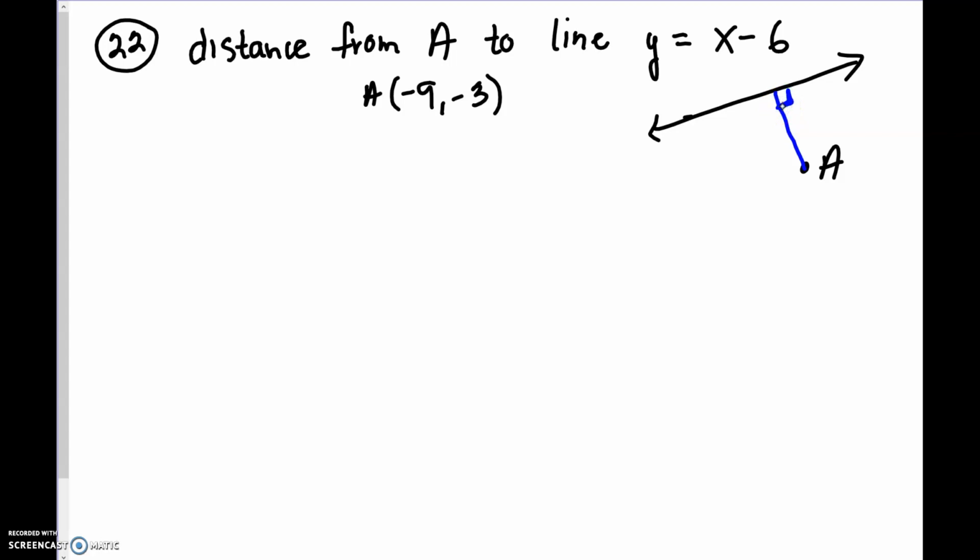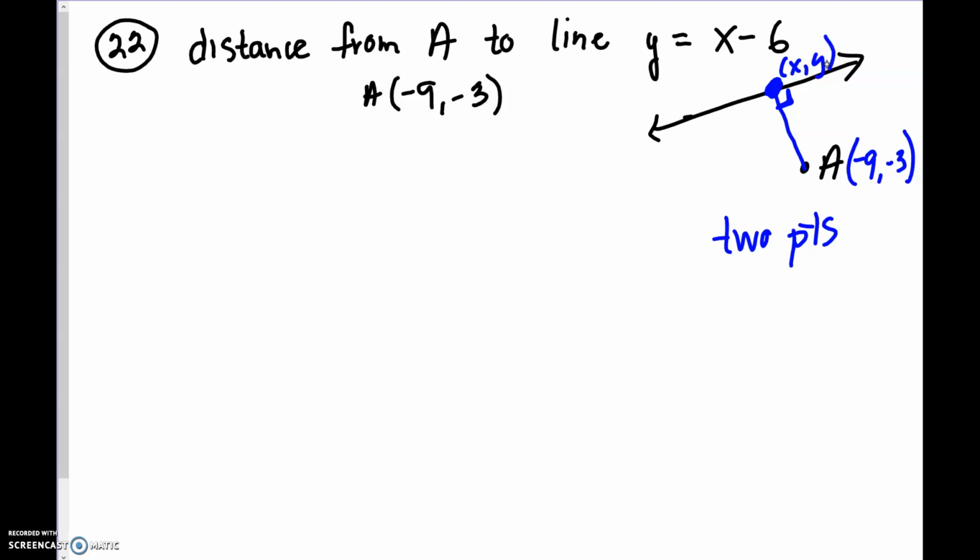Now, what do we need to find distance? If we're going to use the distance formula, what do we need? We need 2 points. Well, we have 1 point. We know A is at -9, -3. What we need to do is find that point right there. What is that point? That's what we're trying to find out.